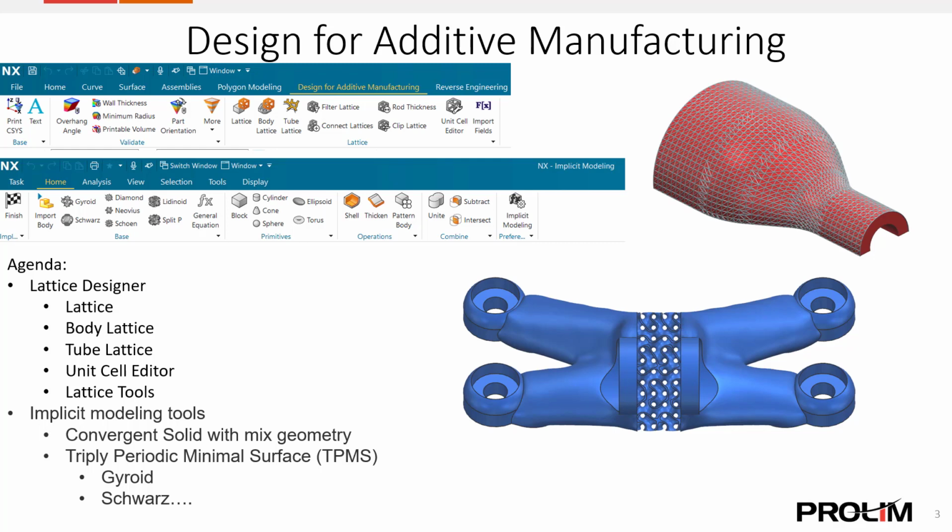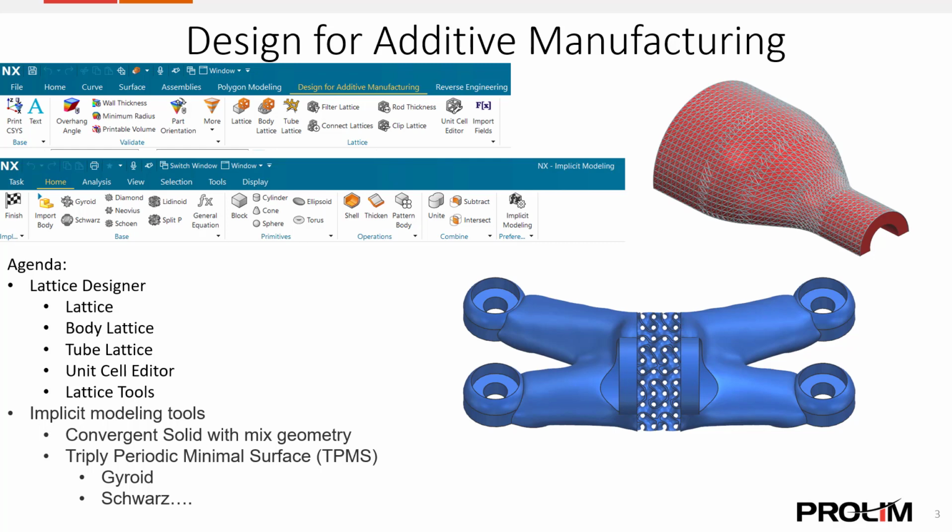Keith's going to give you a quick update of what's coming up next in his portion of the series on additive manufacturing. So just to go over the steps that we did and the things that we looked at real quick, we went and looked at the new lattice designer. We spoke about how you would have to update if you're using an older version of NX on the lattice designer and showed you how to do that. Then we went through steps of the different lattices that we're able to use, including body lattice, tube lattice. We went in and showed you unit cell editor, and then we went in and used some lattice tools such as filter lattice, connect lattice, clip lattice, and rod thickness.